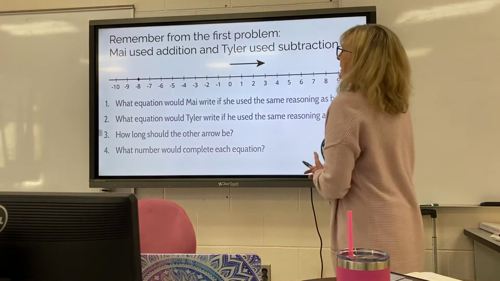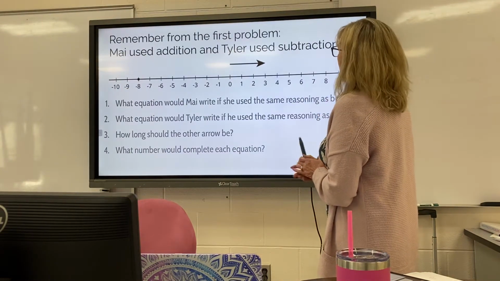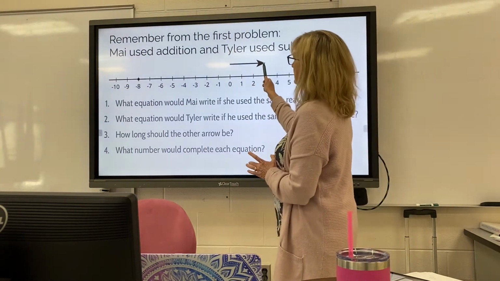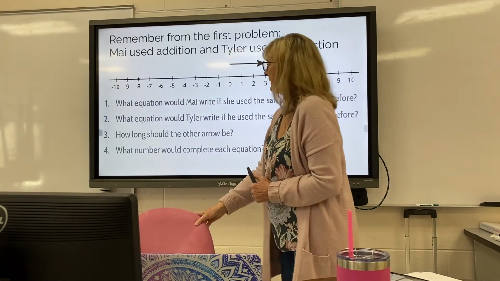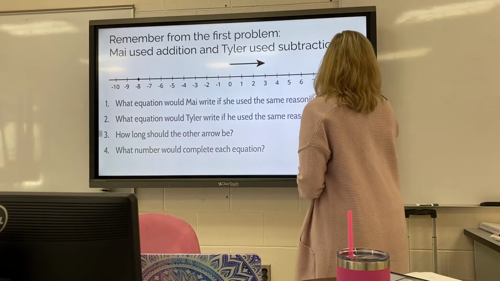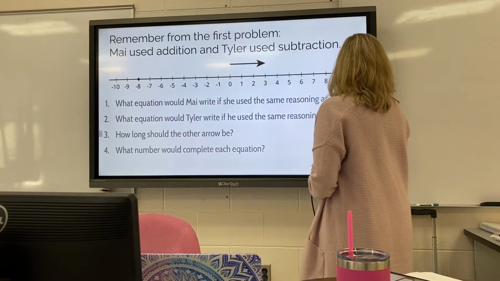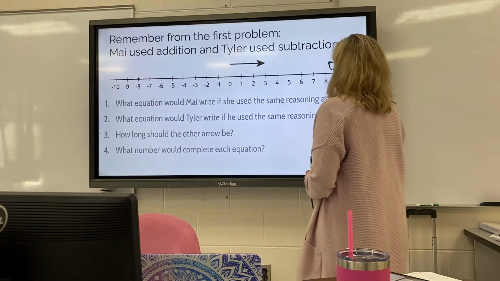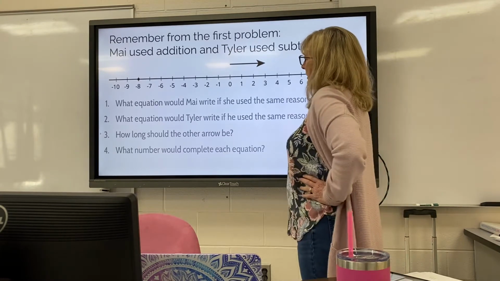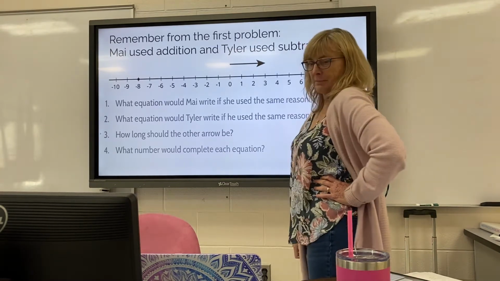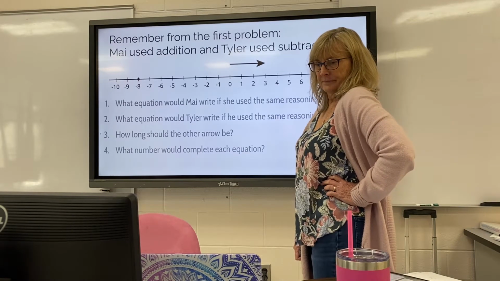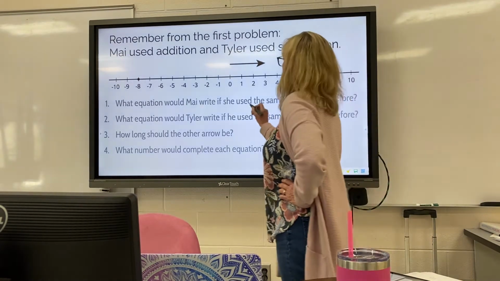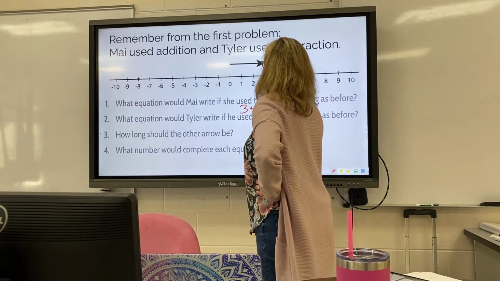Okay, now we are looking at, here's our first number, here's our answer. Our answer is now -8. So what equation would Mai write? Remember, she does an addition equation. So what's Mai gonna write? 3 plus question mark equals 8.